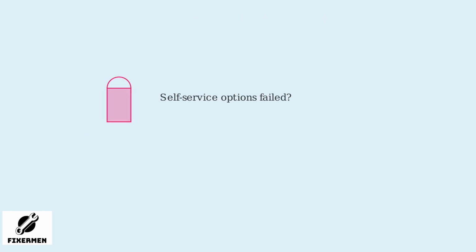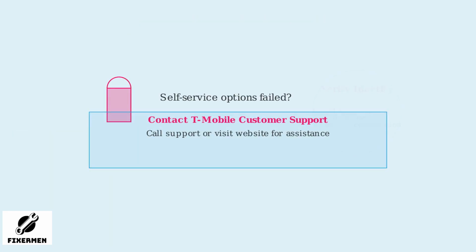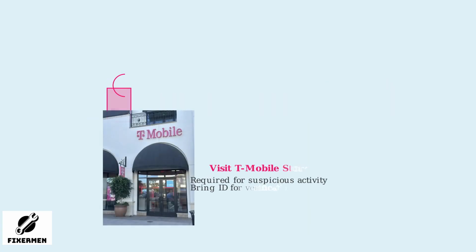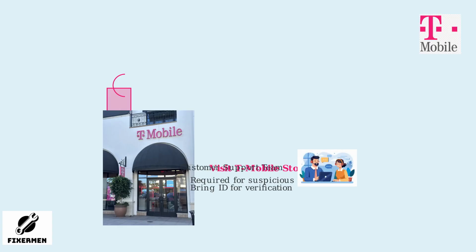If you've tried the self-service options and still can't unlock your account, contact T-Mobile customer support. Be prepared to verify your identity with personal details like the last 4 digits of your SSN or information about linked devices. In some cases, you may need to visit a T-Mobile store for in-person verification, especially if your account has been flagged for suspicious activity.